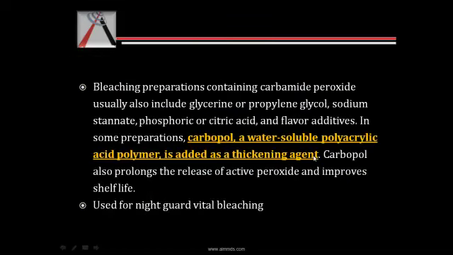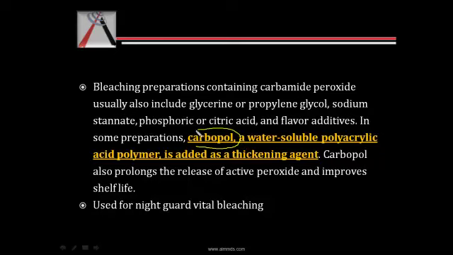Now bleaching preparations containing carbamide peroxide usually include glycerin, propylene glycol, sodium stannate, phosphoric or citric acid, and flavor additives. So basically these are the supporting agents wherein these propylene glycol, glycerin, etc. are the vehicles. In that, carbopol, which is a water soluble polyacrylic acid polymer, it is added as thickening agent.